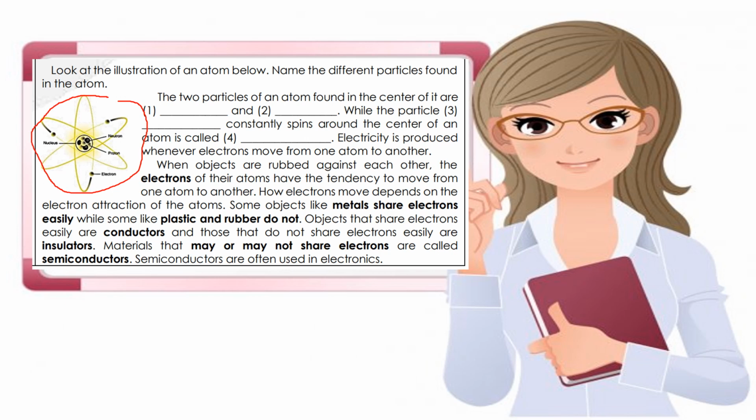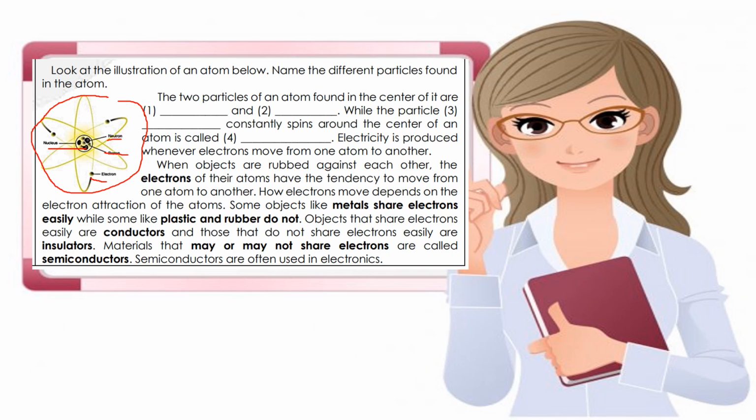Okay, so here at the center, we have what we call the nucleus. Then we have the neutron, proton, and the electron. The electron is the one that spins around the center of an atom. Okay, so can you give now the missing words?